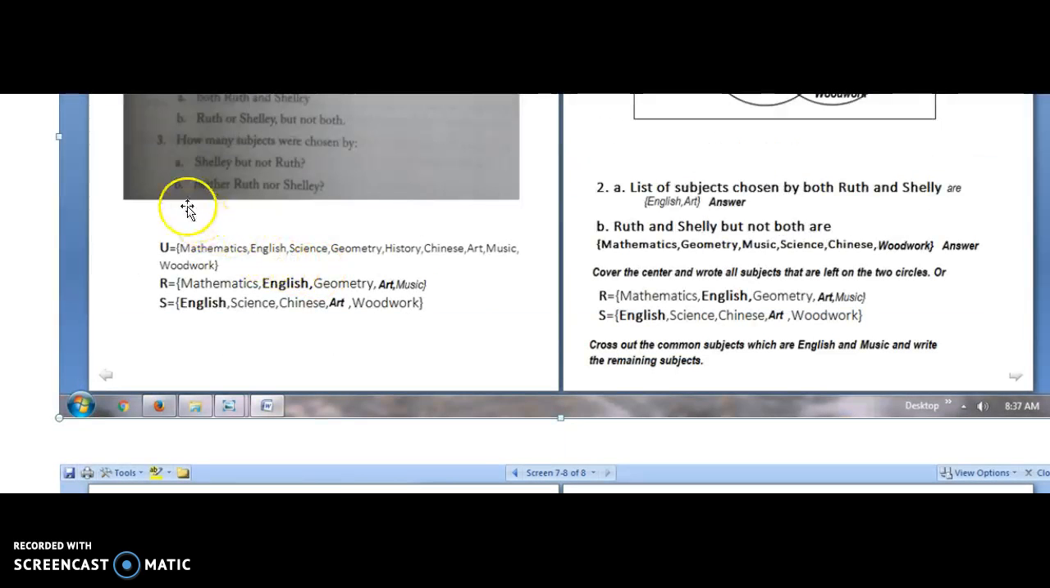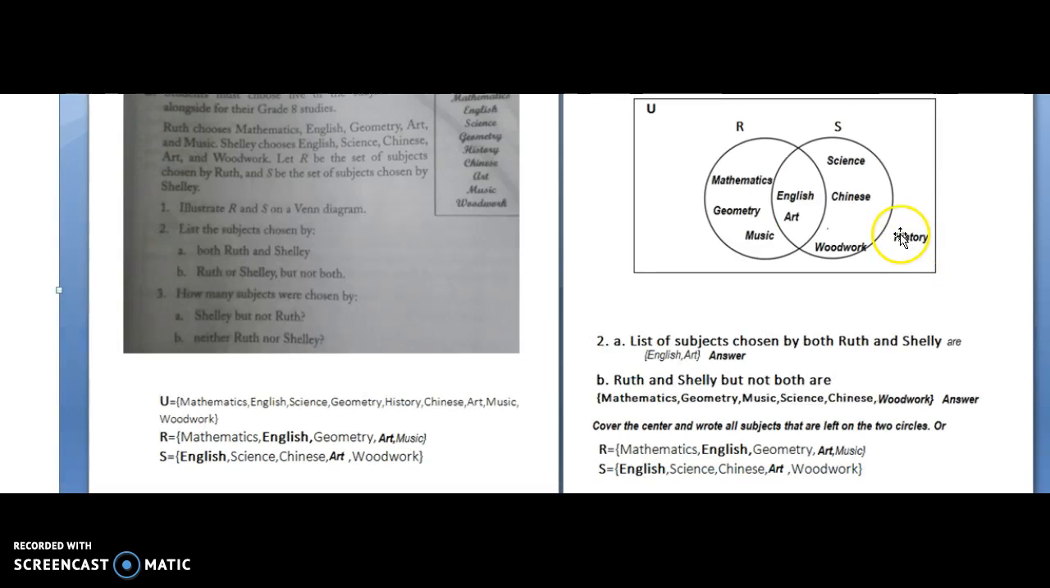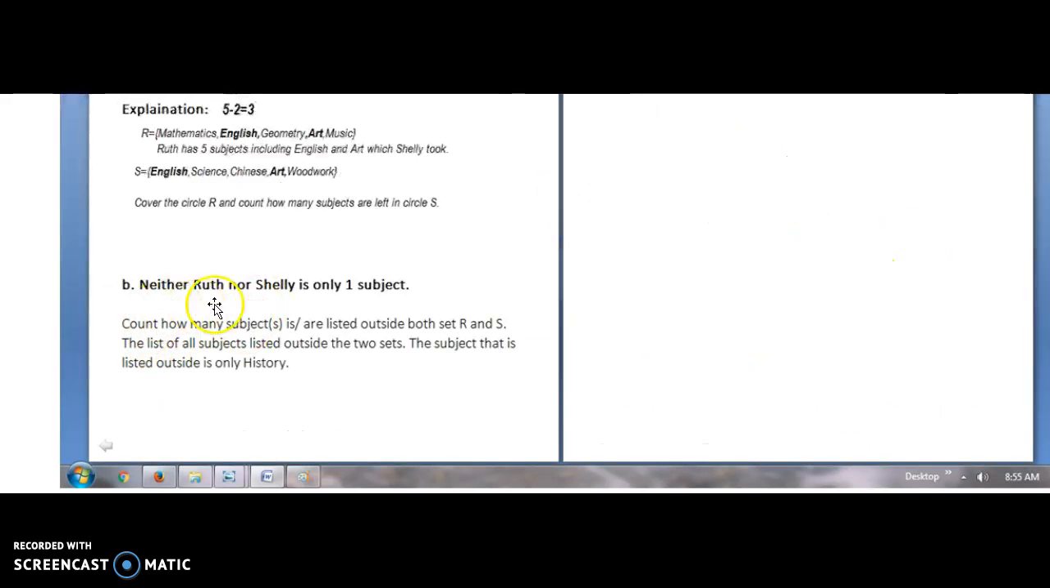Okay, letter B. Neither Ruth nor Shelley. So only history is the only subject that they did not take. So your answer is 1 subject. Just take note the word neither. Neither means none of them took the subject. Okay, that's it.